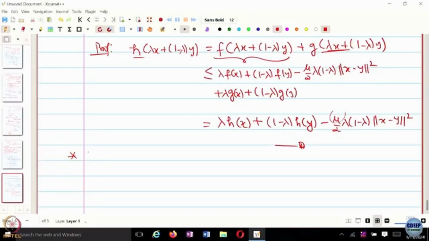So another implication, something that we already discussed, is that strong convexity implies the PL inequality.